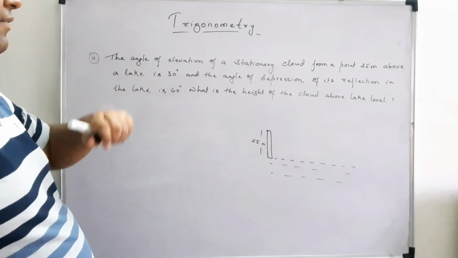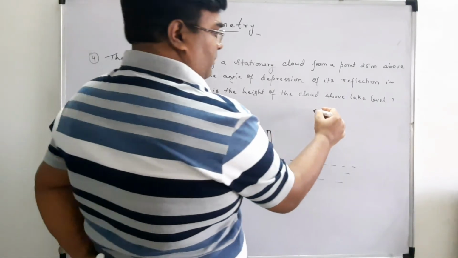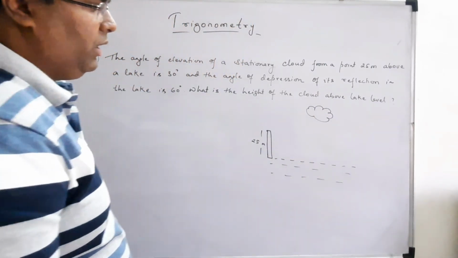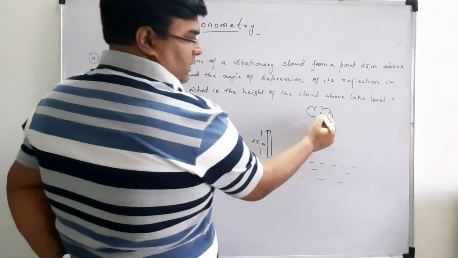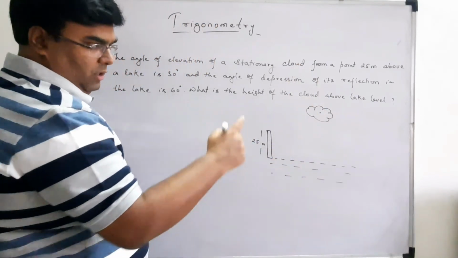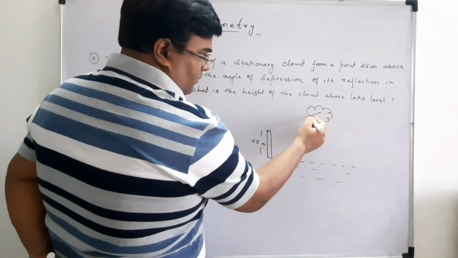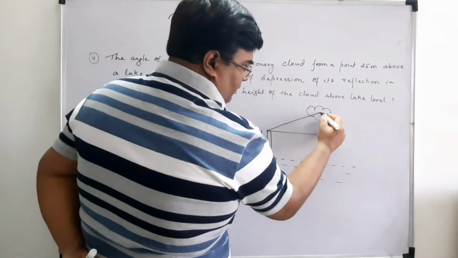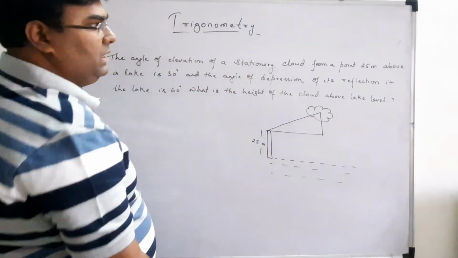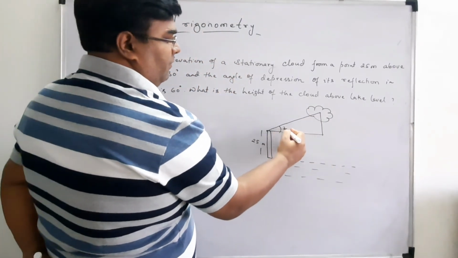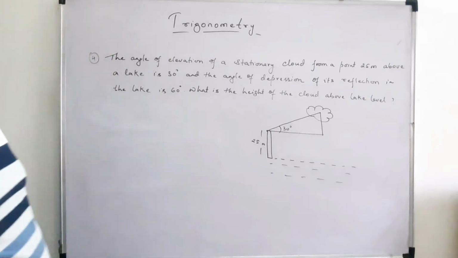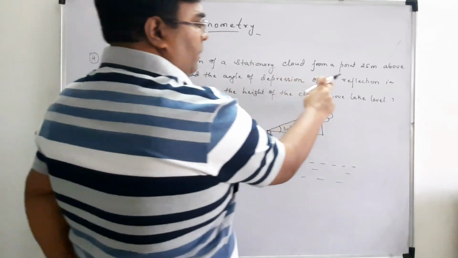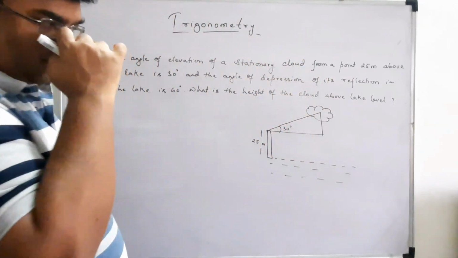Okay, and the angle of elevation, a cloud is also there. So we have a cloud. Okay, let's keep the angle of elevation to the center of the cloud. So we have like this, right? This angle is 30 degree. Angle of elevation is given as 30 degree, and the angle of depression of its reflection, okay, its reflection is also there.